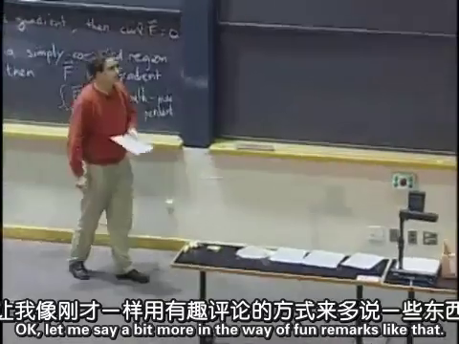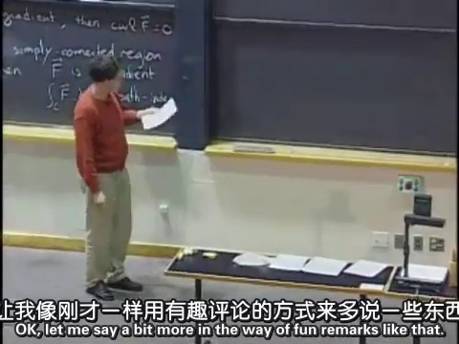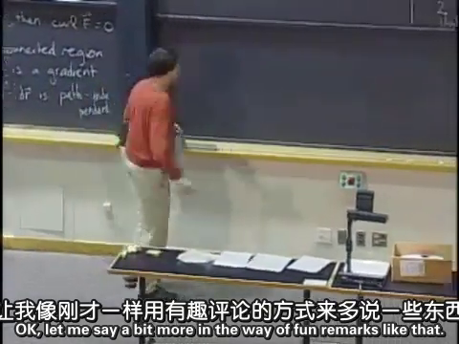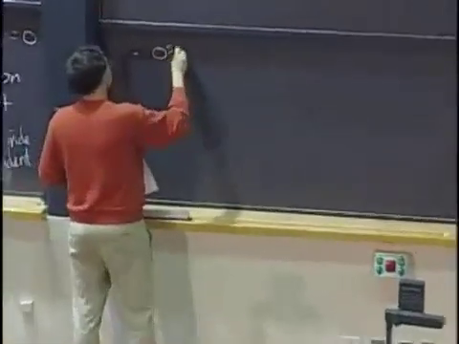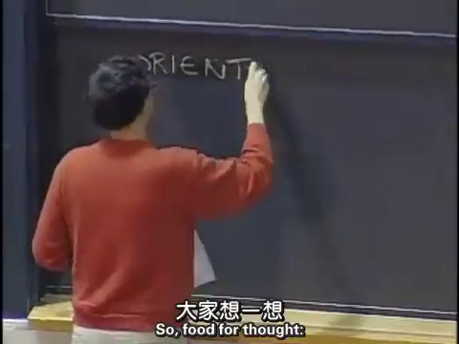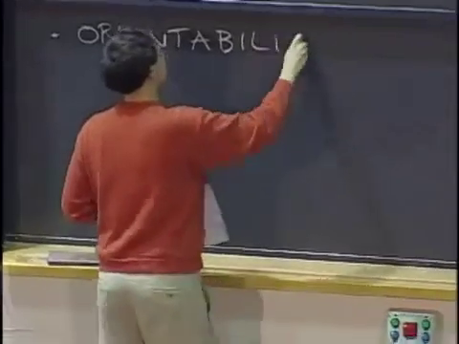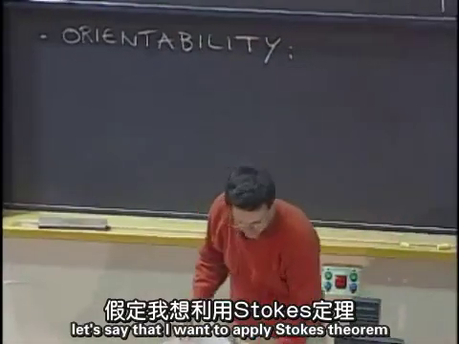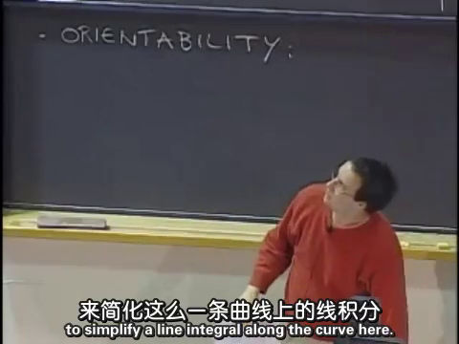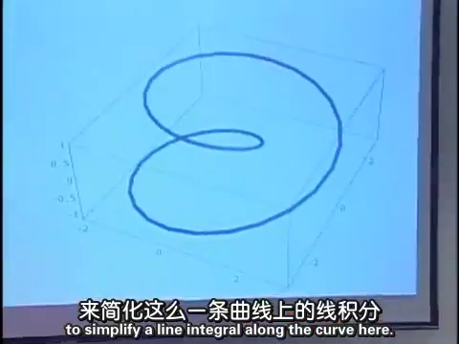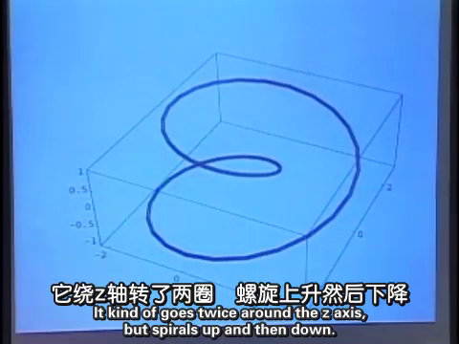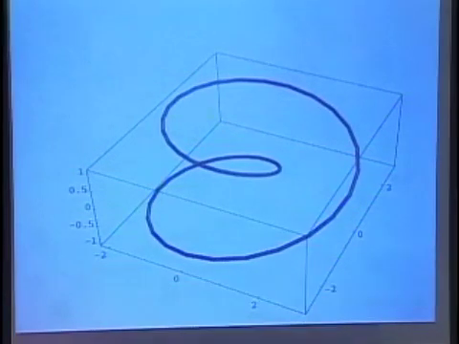Okay. Let me say a bit more in the way of fun remarks like that. So, food for thought. Let's say that I want to apply Stokes' theorem to simplify a line integral along this curve here. Okay, so this curve, it's maybe not easy to see on the picture. It kind of goes twice around the z-axis, but it spirals up and then down.